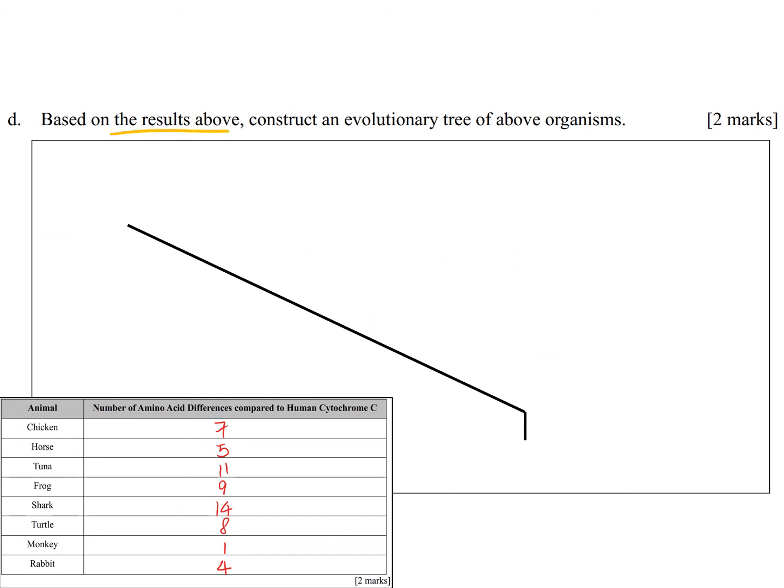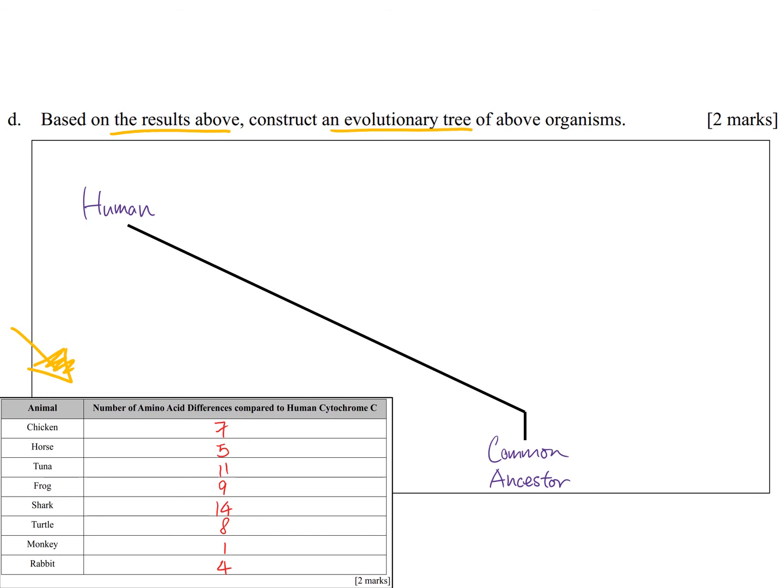Question D. Based on the results above, that means based on the table showing the number of amino acid differences compared to the human cytochrome C protein, can you construct an evolutionary tree of the above organisms? So what should you start with? You should first write out human on the left-hand side on one end of the evolutionary tree, because human is the most evolved organism. And then on the other end at the bottom, write down the common ancestor, which is not related to us, very ancient organisms.